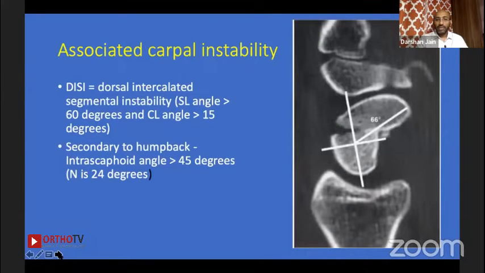Next, what else can we see whenever there is a scaphoid fracture? That is a DISI deformity, or dorsal intercalated segmental instability, whenever the SL angle is more than 60 degrees and the capitolunate angle is more than 15 degrees. That is one of them. And also there is the problem of humpback deformity. We might sometimes see the scaphoid fracture show beautiful union on the scan, but still the patient persists to have pain in the wrist. That could be because of the humpback deformity, or the intrascaphoid angle, which is more than 45 degrees. Normally it should be within 24 degrees.